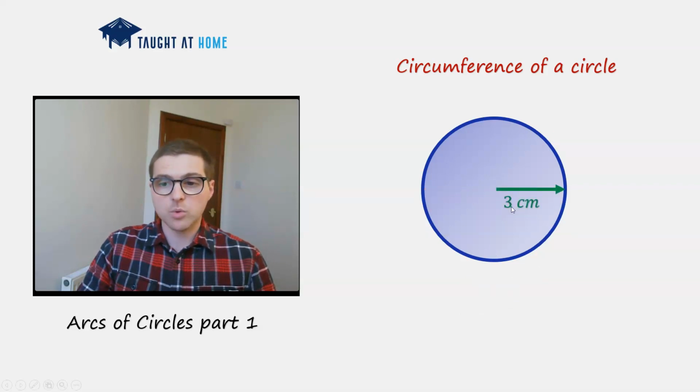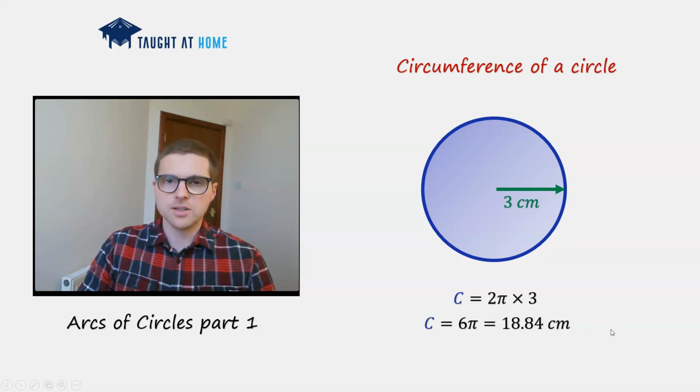So let's take an example with 3 centimeters for the radius here. If we were to find the circumference of this, we would take 2 pi times the radius, which would be 6 pi, or about 18.84 centimeters. Now that's for the entire circumference.